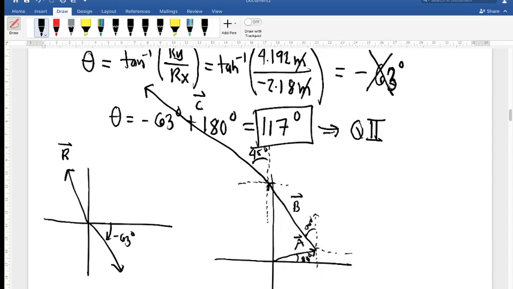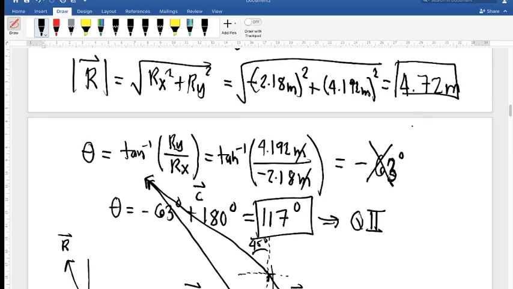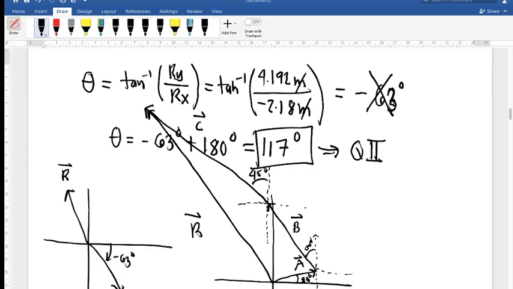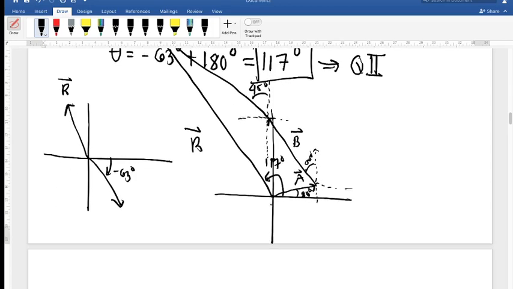What you're going to do is connect the starting point to the end point. So this is your resultant with a magnitude of approximately 4, and its angle is 117 degrees. So 117 is the correct representation of R, not negative 63, because negative 63 is only here.